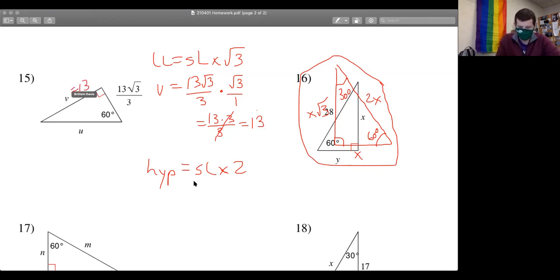Okay, and now we can do this next one. This is going to be u, the hypotenuse. The short leg is 13 square root of 3 over 3 times 2 over 1, which gives me 26 square root of 3 over 3. I cannot simplify that. And that's not a very pretty looking answer, but that's what we've got.